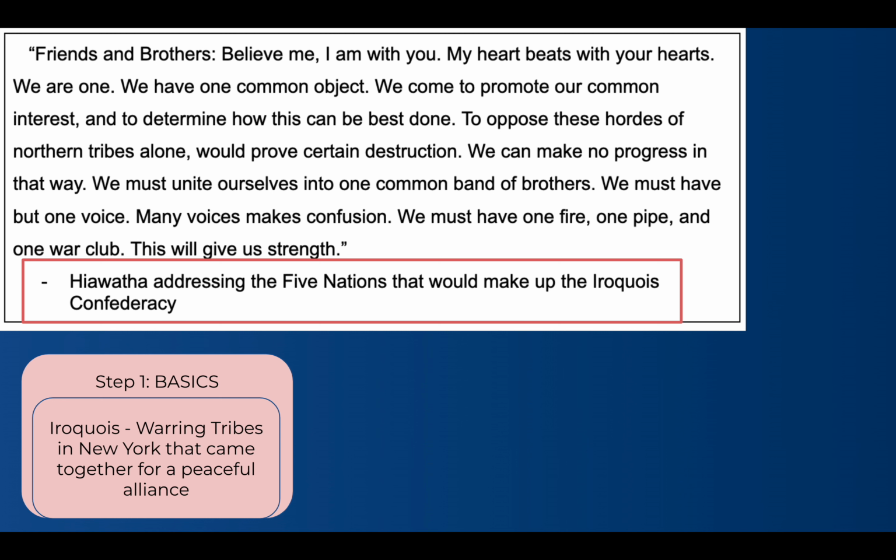We know the Iroquois. We know that they were warring tribes in New York. They came together for a peaceful alliance. It's better to start from that, know what at least we're talking about, and then get into some of the details.